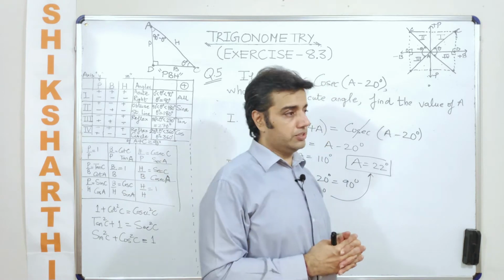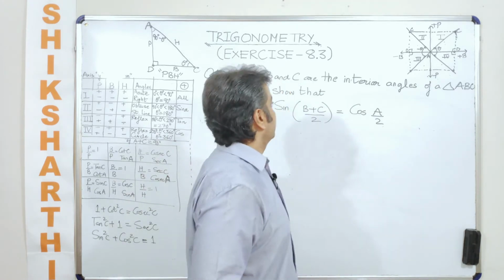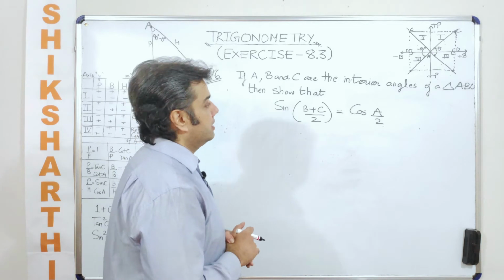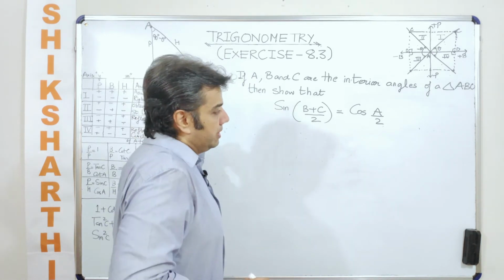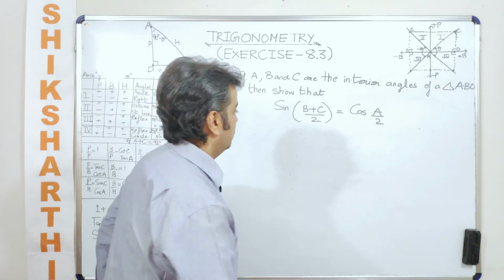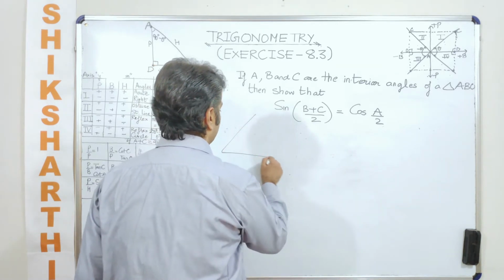Let's move on to the sixth question. Talking about question number 6, it says if A, B, C are the interior angles of a triangle ABC, then show that sine of (B plus C) by 2 is equal to cos of A by 2. For this, let us draw a triangle first.